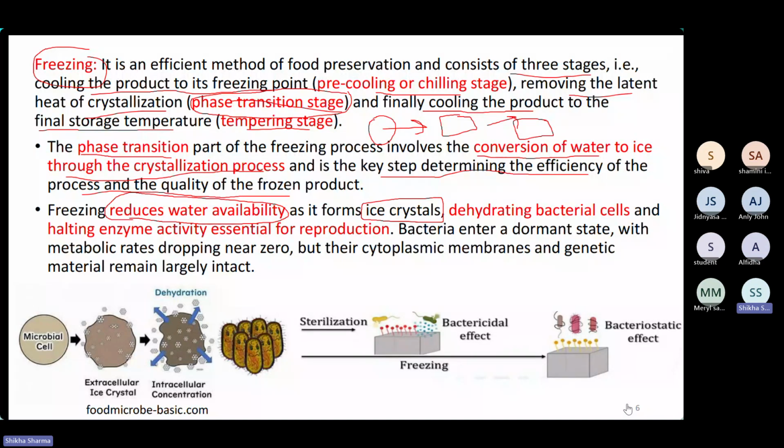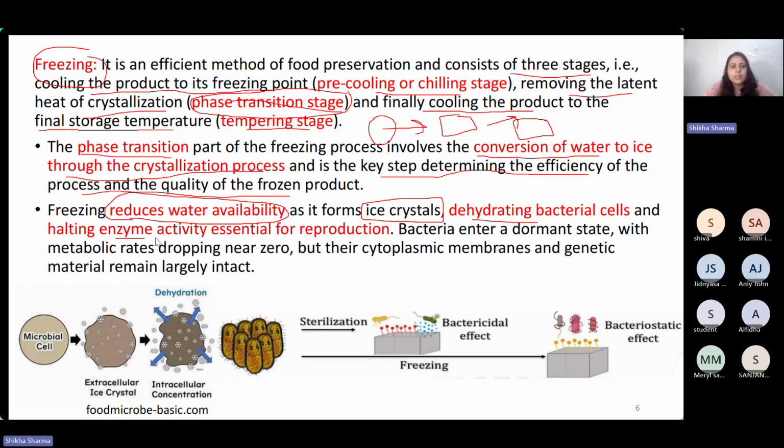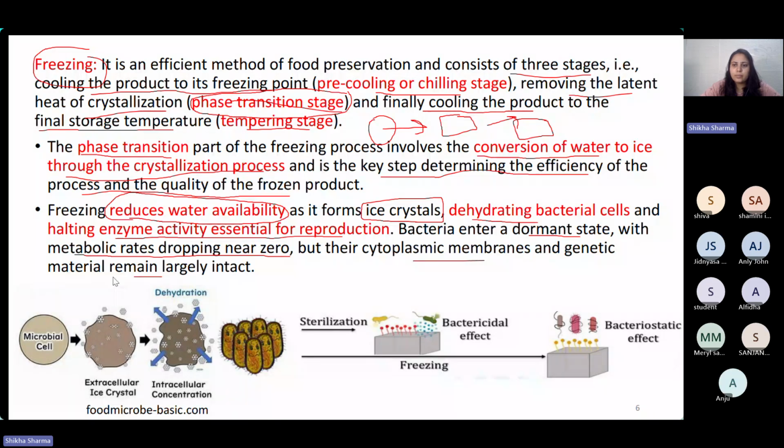So what is going to happen? The water availability will be low. So it will dehydrate the bacterial cells and it will halt the enzymatic actions, the essential enzymatic activity which is important for the reproduction or the growth of the bacteria. Because of that, bacteria comes into the dormant state, and the metabolic rate will go down to nearly zero, but their cytoplasmic membrane and the genetic material remain largely intact during the freezing.